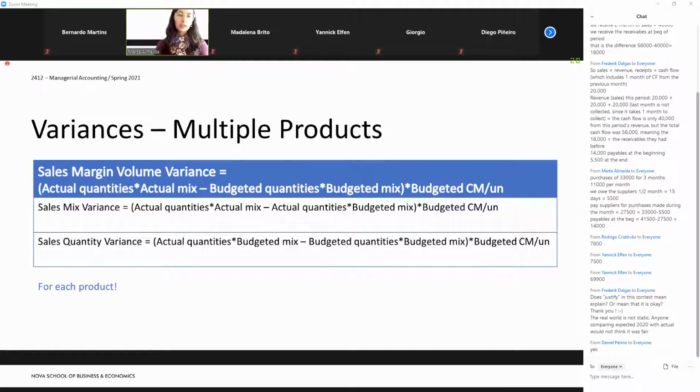We have to do this for each product. So if we have product A and product B, we do actual quantities times actual mix of product A minus budgeted quantities times budgeted mix of product A. And then we do the same for product B. And we have here the sales mix variance and the sales quantity variance.